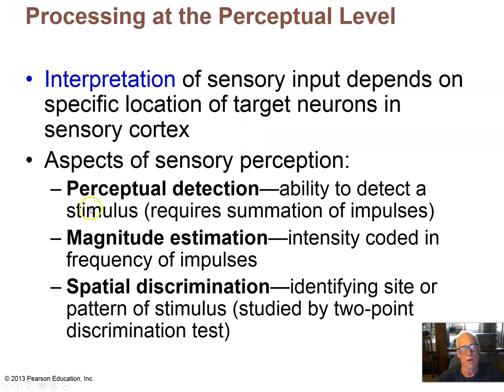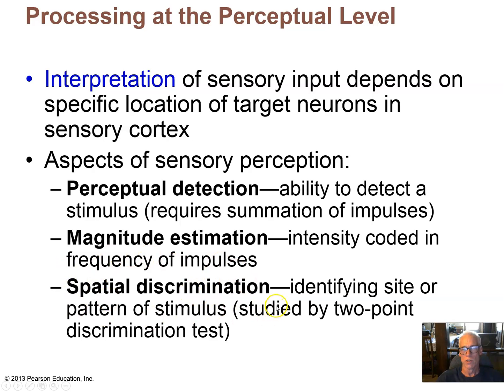Some aspects of that process involve perceptual detection, just having the stimulus, having the impulses coming in, being aware of the stimulus and the receptor level aspects of it, which receptors are activated. Magnitude estimation has to do with the frequency of impulses. The bigger the stimulus, the higher the frequency. Now we know that this is a big deal or a very light, gentle stimulus.